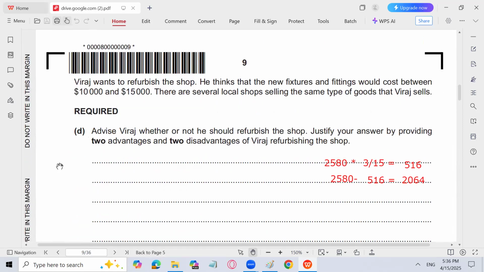Viraj wants to refurbish the shop. He thinks that new fixtures and fittings would cost between 10 to 15,000. There are several local shops selling the same type of goods that Viraj sells. Advise Viraj whether or not he should refurbish the shop. Justify your answer by providing two advantages and two disadvantages of Viraj refurbishing the shop.